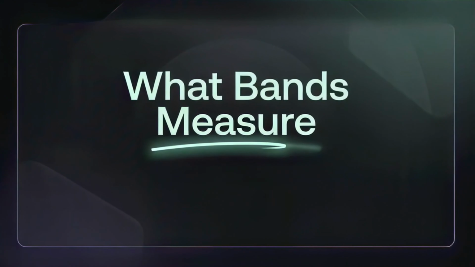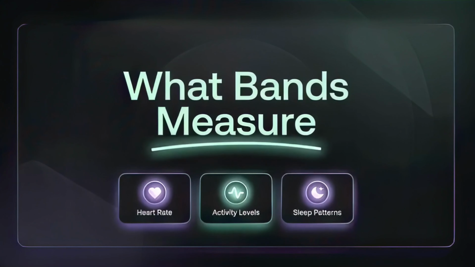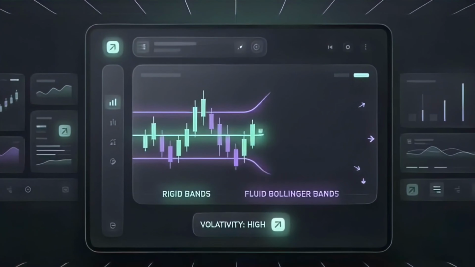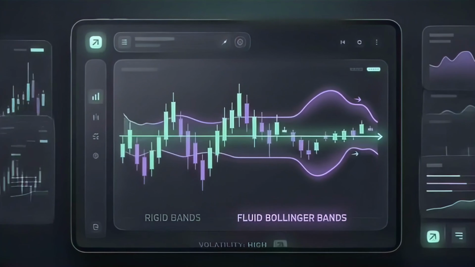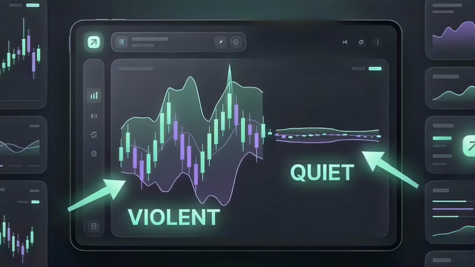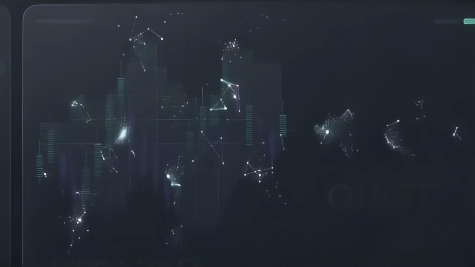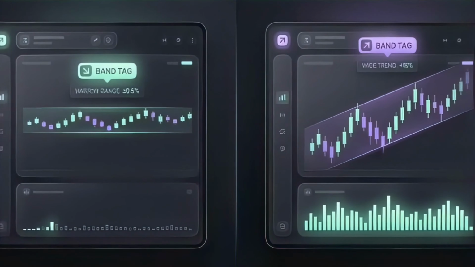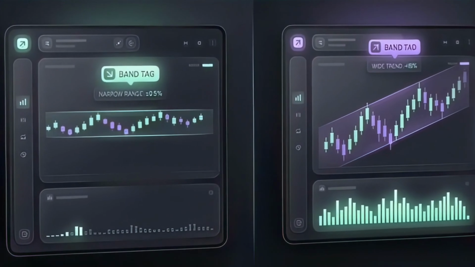It is worth being clear about what these bands actually measure, because it is the key to not misreading them. The bands are not fixed rails that price bounces between. They are a live measurement of volatility. They expand when price is moving violently and contract when it goes quiet. That is why a band tag means something completely different depending on the market.